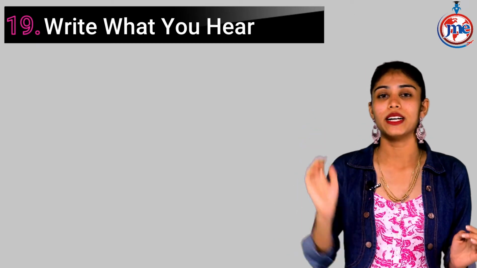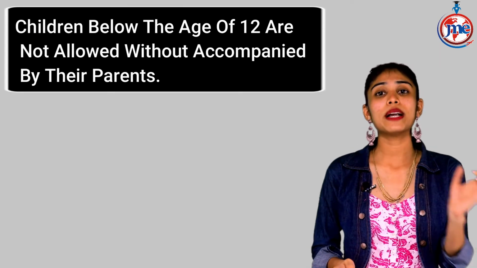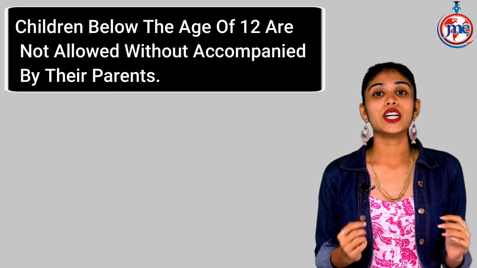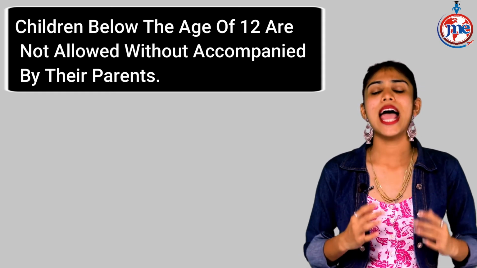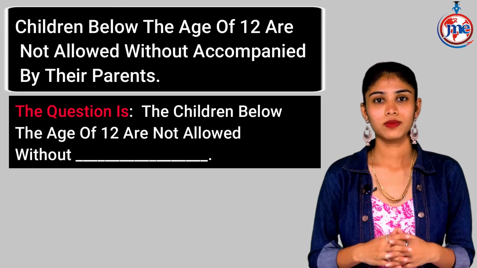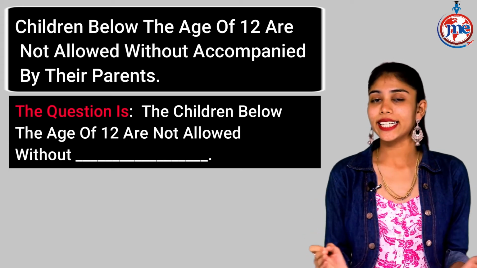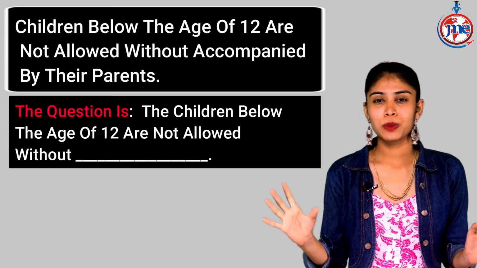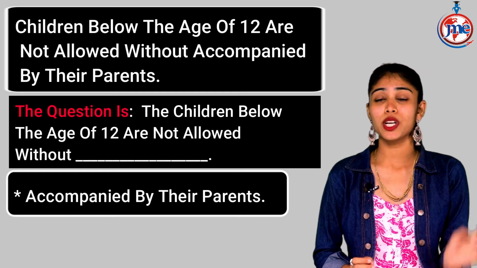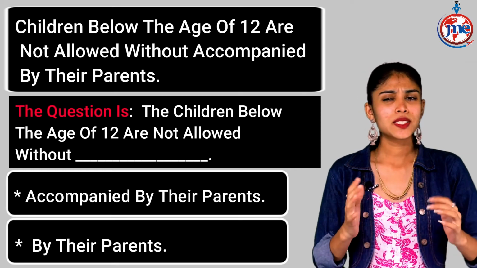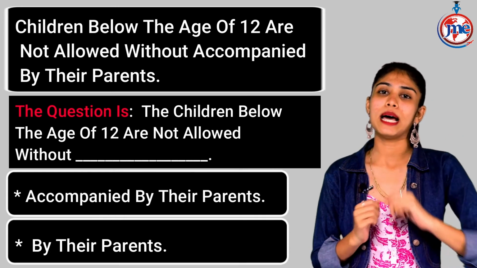Now I am going to explain the last point of number 19, and that is write what you hear. Students, for example, if it is like children below the age of 12 are not allowed without being accompanied by their parents. And if the question is like children below the age of 12 are not allowed without dash, and the options are accompanied by their parents, and the next option is by their parents. So you all will think that the answer would be accompanied by their parents.